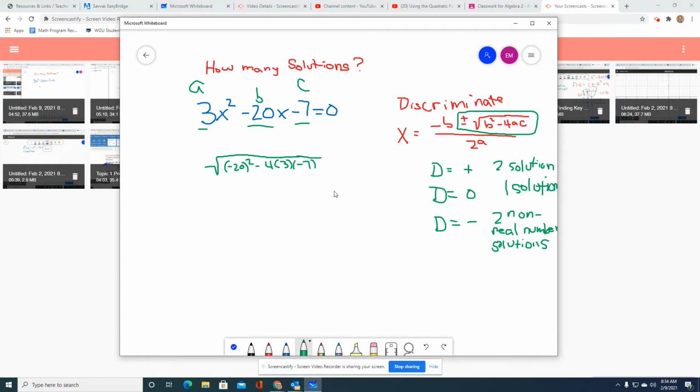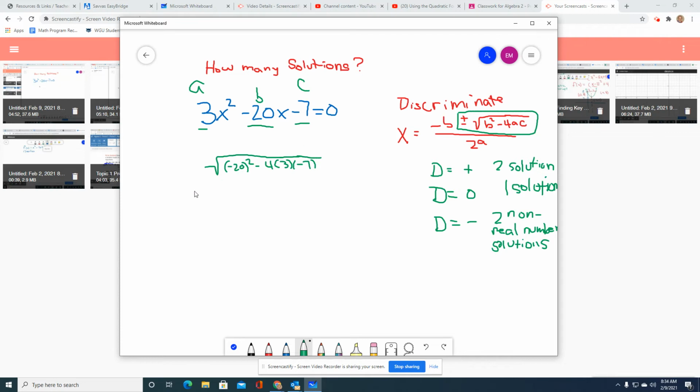Okay, once we get to this point, I can tell right now I have two real solutions. The reason why I know is that minus 4 times a times c, if that's a positive number, then you're going to be adding that to the b squared. And b squared is always going to be positive because when you square any number, it's always positive, whether your base is negative or positive. So a positive plus a positive equals a positive. Therefore, you have two real solutions.